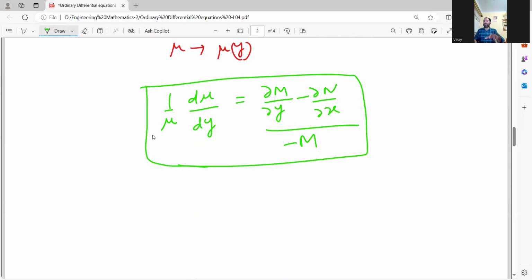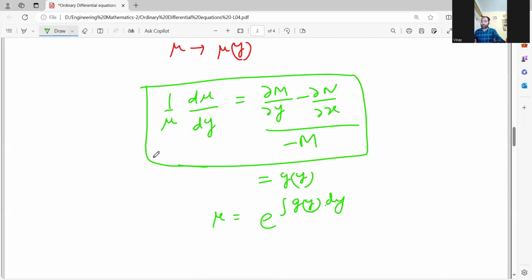If the left hand side is a function of y only, the right hand side has to be a function of y. Let's call it g(y). Again, you can find from here μ equals e to the power ∫g(y) dy. Again, you have an integrating factor.